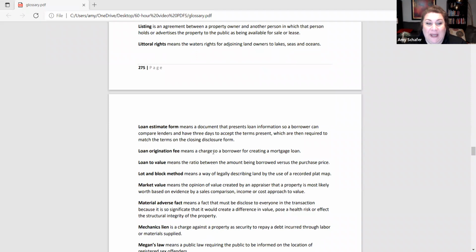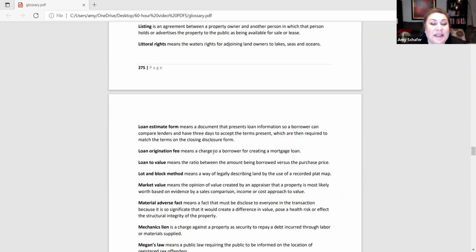Loan origination fee. This might be a good one for you. Remember, this is a charge to just create a loan. To get the party started, they're going to charge you a loan origination fee. It's a closing cost. Loan to value. That's the ratio between what you're borrowing on the loan and the purchase price of the property. Loan to value, I definitely think will be a math or calculations question. One of those 8 will come from that.